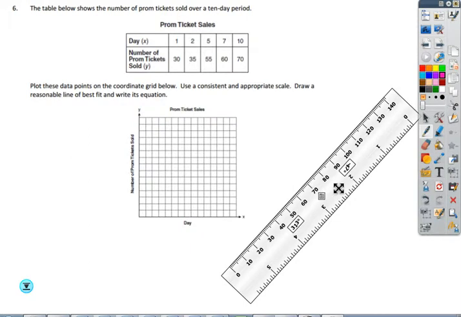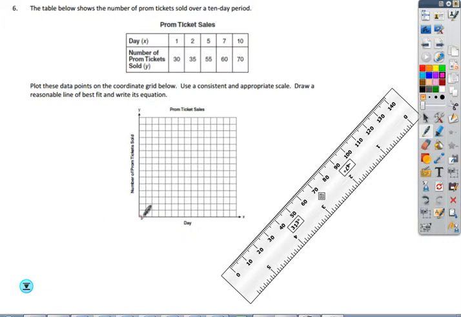It tells us to plot these data points on the grid below using a consistent and appropriate scale. So the number of prom tickets, the least amount is 30 and the greatest amount is 70. You've got to make sure that your scale fits up to 70 prom tickets. If I use a scale of 1, I'm never going to make it. 1, 2, 3, 4, 5. There's no way I'll make it up to 70. A good scale to use for this problem would be 5.